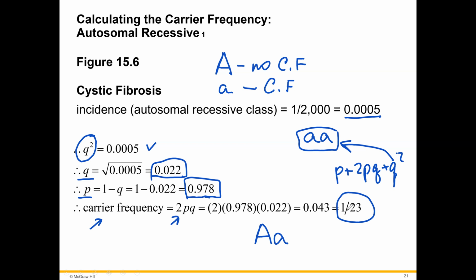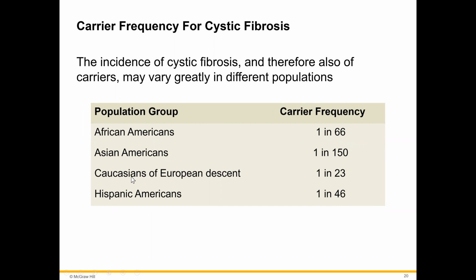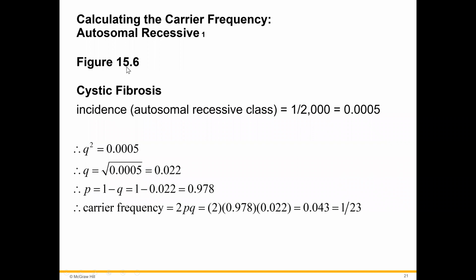Right, so I need to clear all drawings. So that's how we calculated this for Caucasian or European descent, 1 in 23. That's the carrier. So again, how do you know it's 1 over 23?